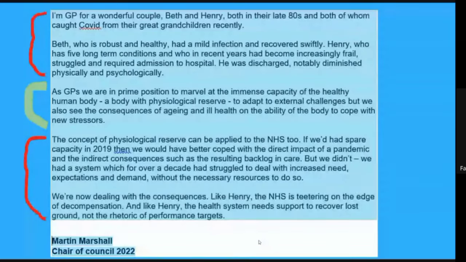And he goes on to say in the fourth paragraph, the concept of physiological reserve can be applied to the NHS too. If we'd spared capacity in 2019, then we would have better coped with the direct impact of a pandemic. So you can see how he was linking a patient encounter with the concept called physiological reserve, and how that also plays into the NHS as well.